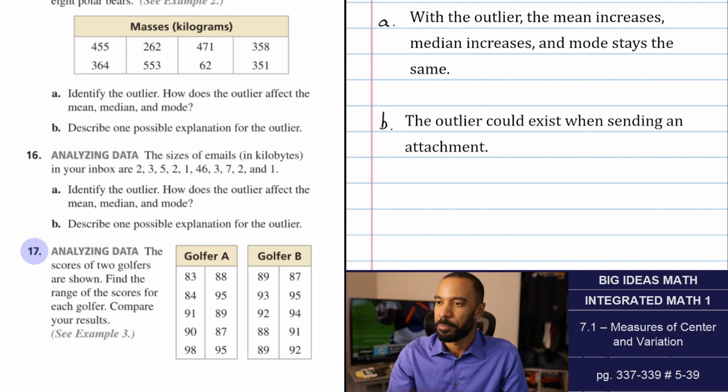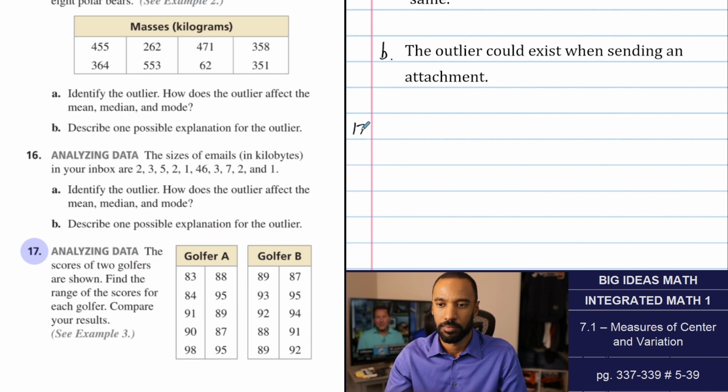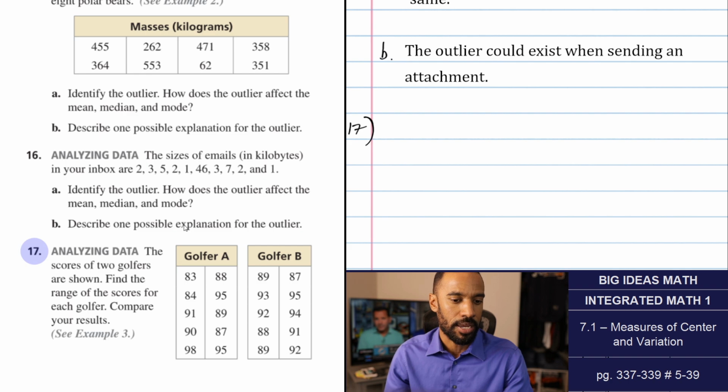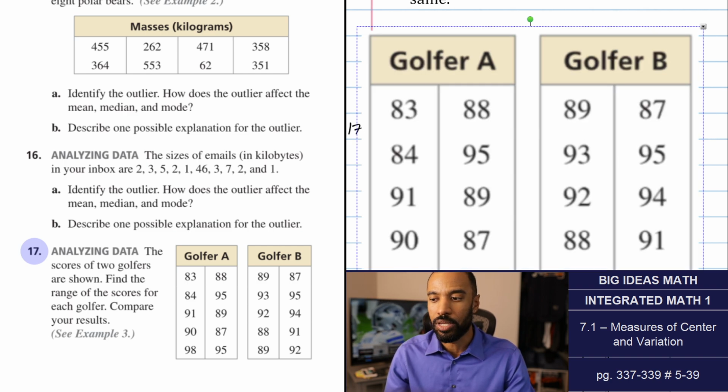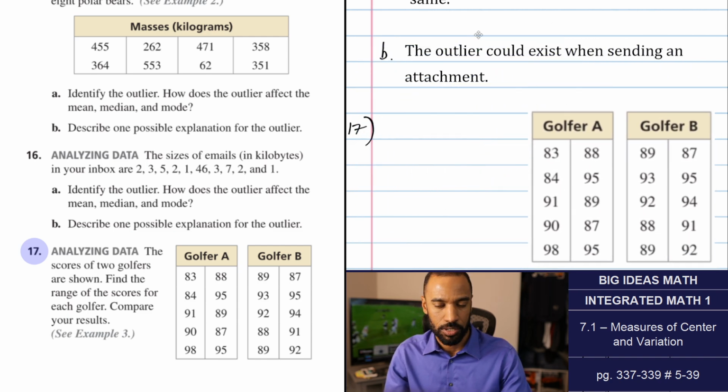Number 17, analyzing data. The scores of 2 golfers are shown. Find the range of the scores for each golfer. Compare your results. Now we're talking about measures of variation when we refer to range. They're only asking about ranges, so I'm not going to copy these down in full. What we do need, if you wrote them in order, is the range, the maximum, and the minimum for each, okay?